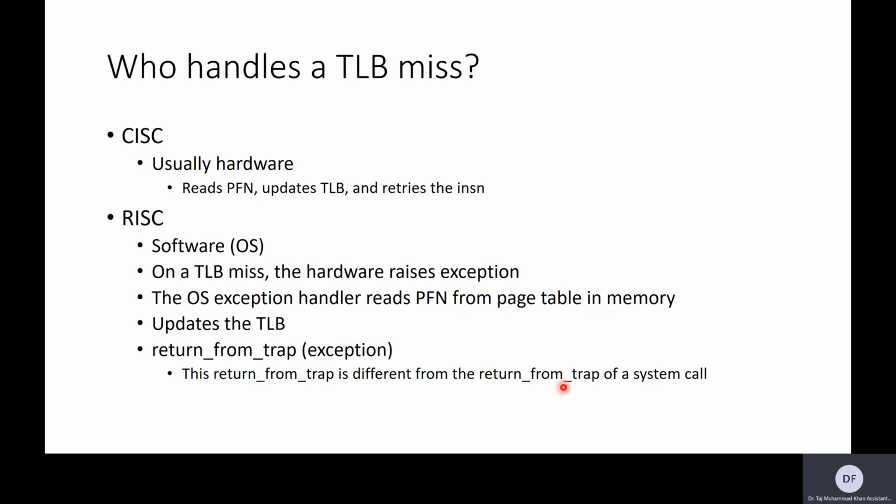This return from trap is different from the return from trap that we read in the case of a system call in the first few chapters, because the return from trap of a system call will start from the next instruction. But this return from trap would execute the same instruction again, because the instruction that raised the exception in case of a TLB miss has not finished executing yet. So when we return from trap for this TLB update, we will basically re-execute the instruction that raised the exception, so that now this instruction will find the entry in TLB and it would execute, and then execution will move forward.